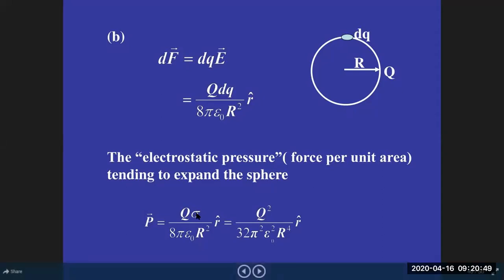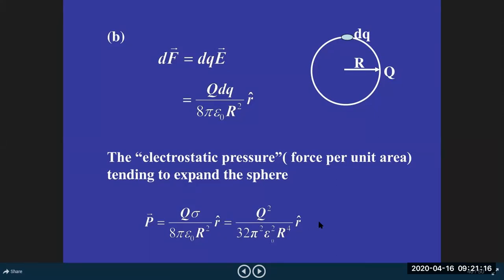So you place here Q, so Q into Q becomes Q square, and 8 pi epsilon naught r square into 4 pi r square. So 8 pi into 4 pi equal to 32 pi square epsilon naught into r square, r to the power 4. So this is the result.